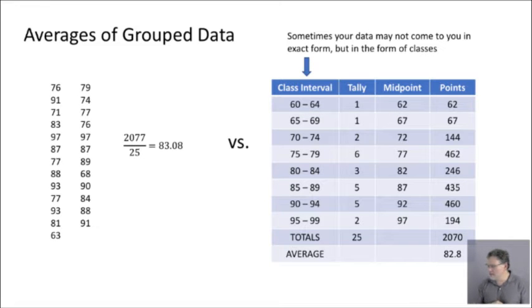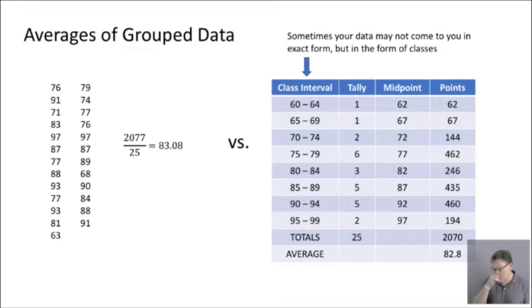And so what we're going to do is instead report the grades in this chart above my head here, which shows a series of ranges. The first range is from 60 to 64. The second range is 65 to 69. Third is 70 to 74, all the way up to 95 to 99. And you can see in the second column there's a tally of the number of students that had grades in each one of those class intervals.